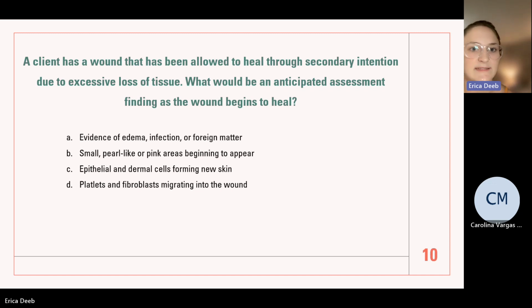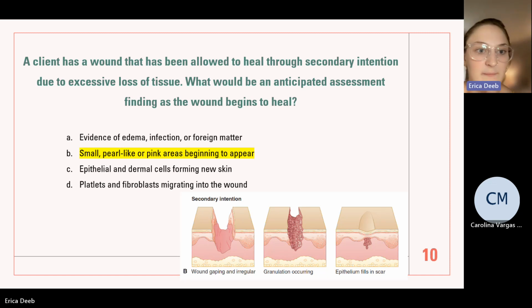With this question, it's asking about wound healing. There are 3 types of wound healing: primary, secondary intention, and tertiary. With secondary intention, the wound closes on its own. This is one where it starts open and has to heal by itself. So we're going to have granulation tissue, so we'll have B, small pearl-like or pink areas beginning to appear.